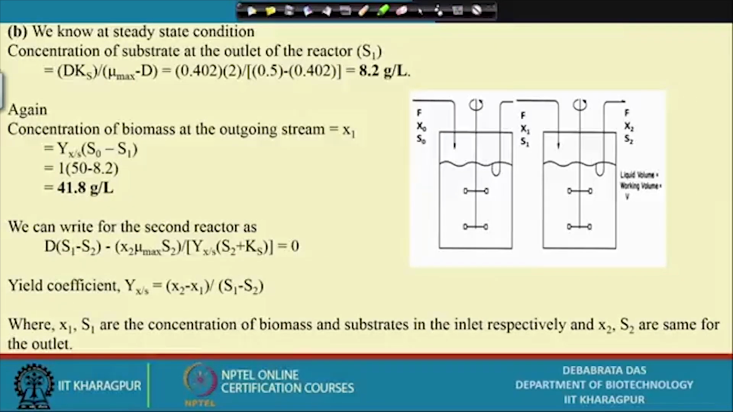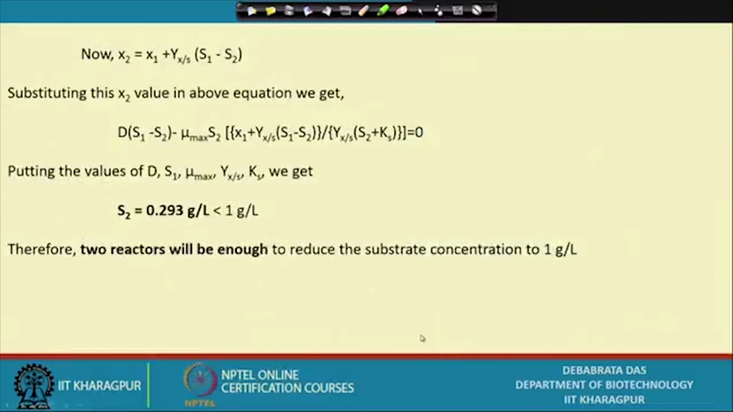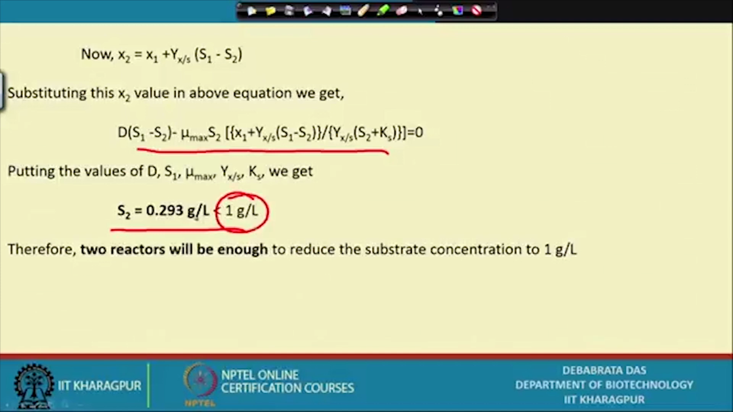So, in this problem, this is exactly what we have written here, and then we can put this equation. The equation has been built up, and finally, we can find out the substrate concentration. Now, this is coming about 0.293 grams per liter, that means this is less than 1 gram per liter. So, our answer is 2 reactors will be enough to reduce the substrate concentration to 1 gram per liter.